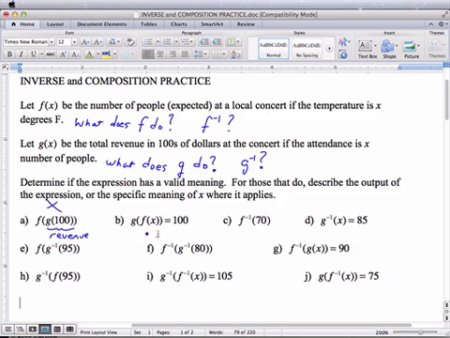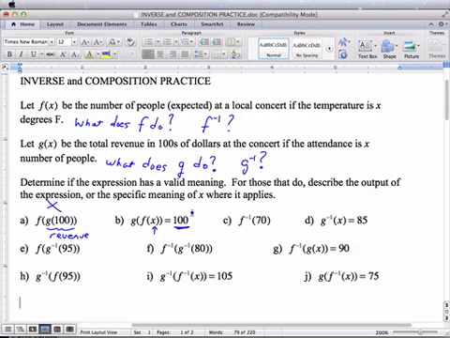What about this one? Does it work? What does the 100 represent then? Yeah, so this is the output of G. 100 is the output of G. And so X then is the temperature leading to a certain number of people that we put into the G function and gives us this amount of revenue. So it's the temperature leading to that amount of revenue.